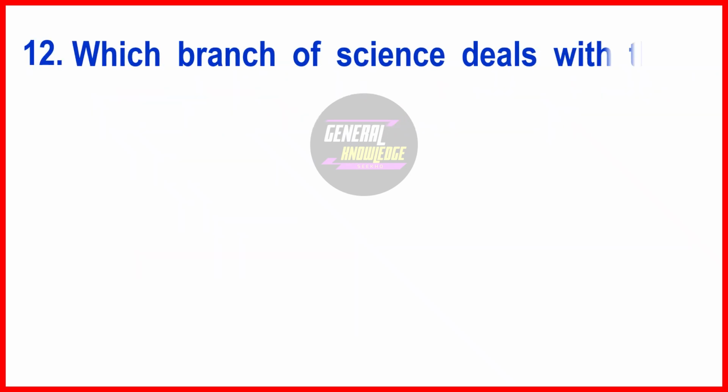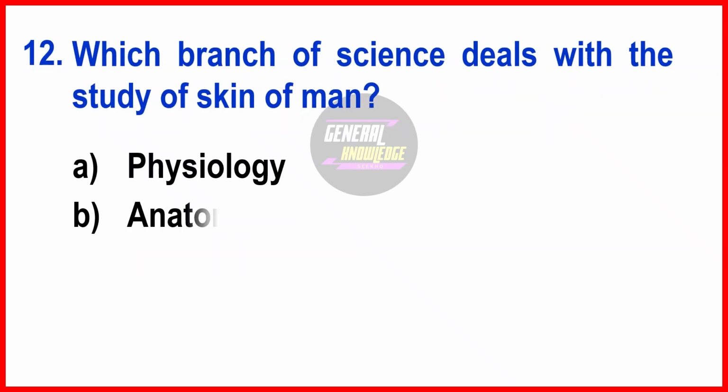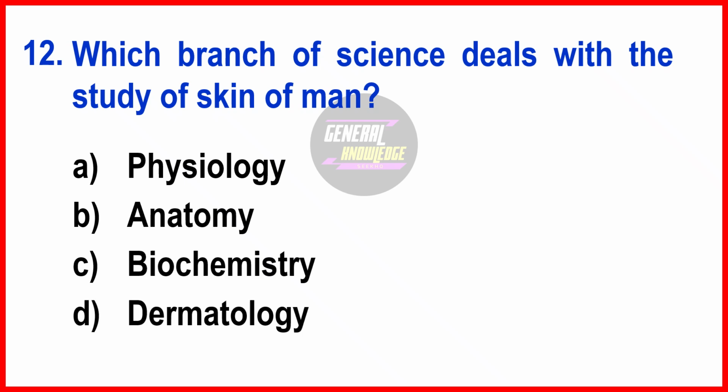Question number 12. Which branch of science deals with the study of skin of man? The right answer is option D, dermatology. It's a specialized field within medicine focused on the diagnosis, treatment, and prevention of diseases and conditions related to the skin, hair, and nails.